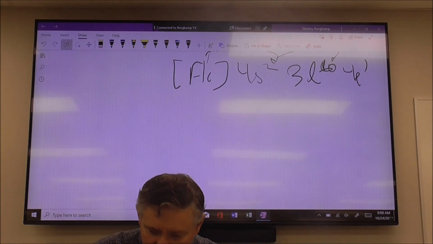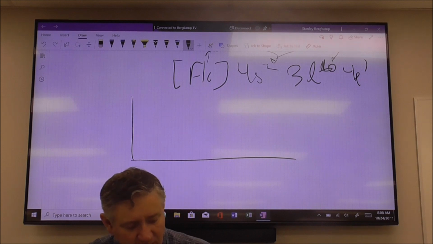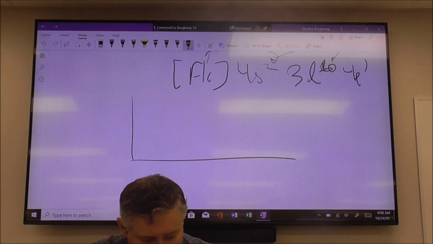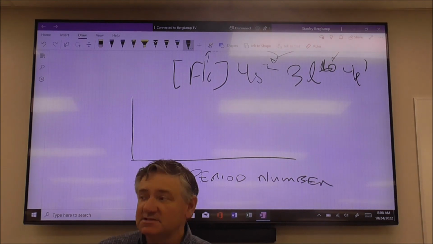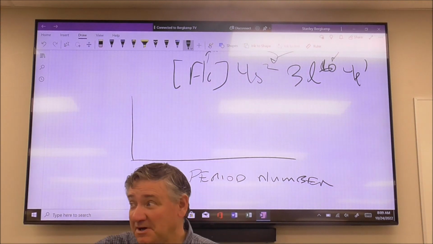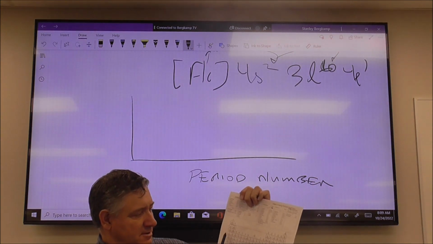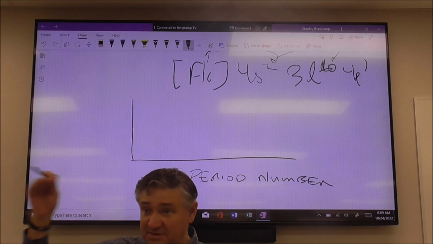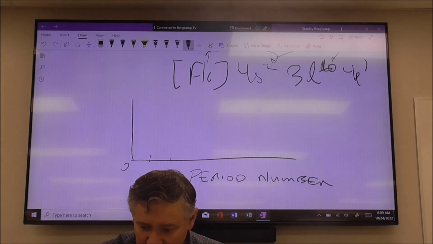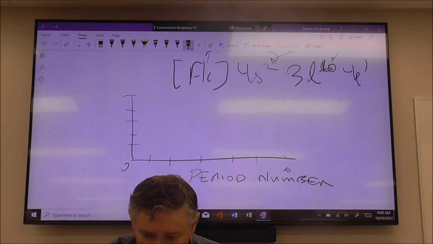So what you want to do is make a graph, and you can just take half a piece of paper and do this. It's not a big deal. You're going to put the period number here, okay? And this is not group number, because it doesn't make any sense to put group number since they're all in the same group. So you're going to put period number here, which is basically going to be 3, 4, 5, and 6. You want to spread this out as far as you can, so you can go 0, 1, 2, 3, 4, 5, 6. And then over here you're going to have density.